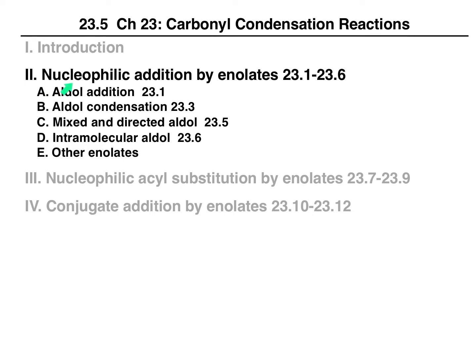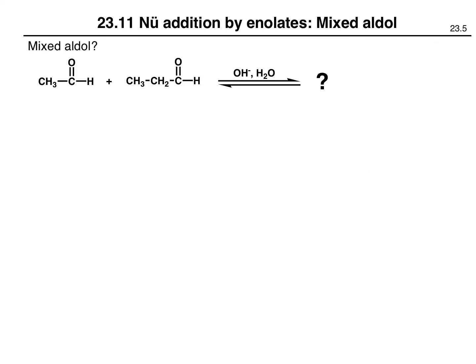Next, we will continue our look at nucleophilic addition by enolates by focusing on mixed and directed aldol reactions. In the previous video, we looked at aldol addition reactions that were self-addition. So there was only one aldehyde present, and so the enolate that formed from that aldehyde would react with that aldehyde. What if we had two aldehydes present?